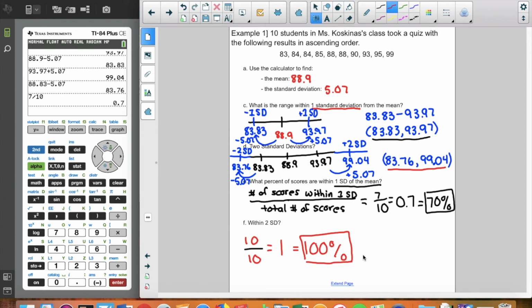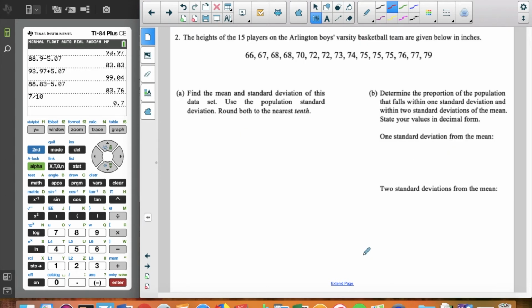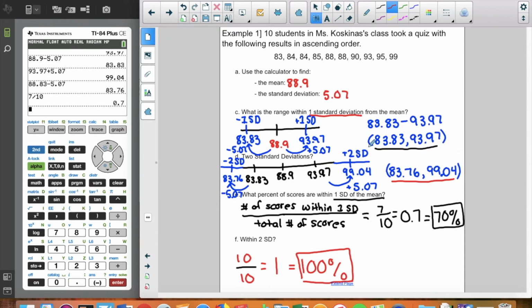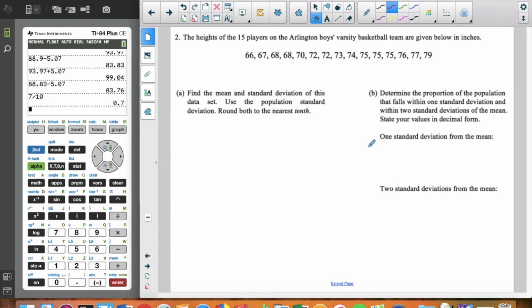Okay, so let's move on to another example. Now what I'm going to do for this one is I'm actually going to show you how to get these values here, the range, a different way. You can use whichever way you prefer, but I'm going to show you multiple ways to do it. Okay. So here it says the height of 15 players on Arlington boys varsity basketball team are given below in inches. So find the mean and standard deviation.